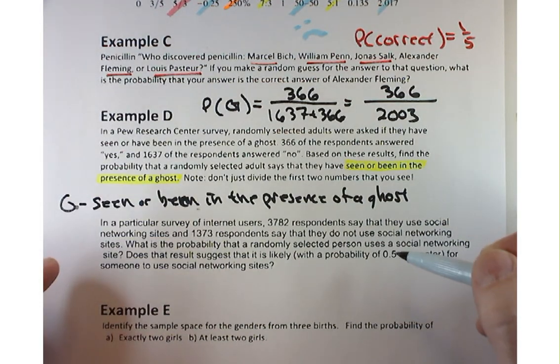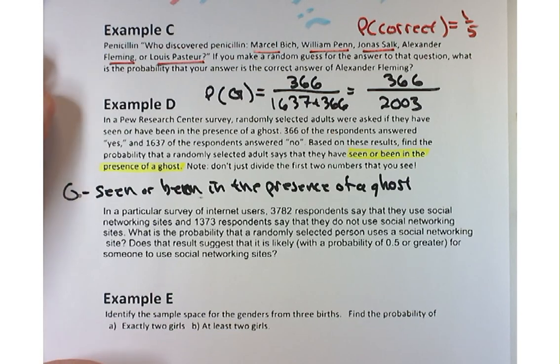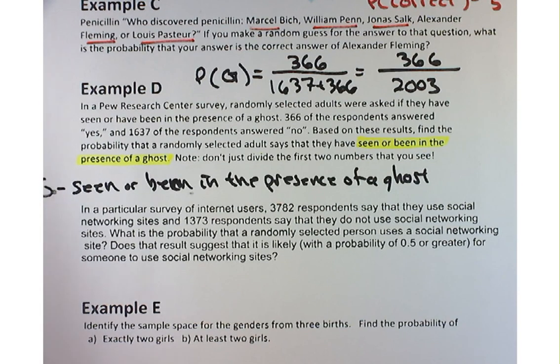Let's move on to the second part of example D. I'm going to let you look at that before I quiz you on it. In a particular survey of internet users, 3,782 respondents say that they use social networking sites, and 1,373 respondents say that they do not use social networking sites. What's the probability that a randomly selected person uses a social networking site? Does the result suggest that it is likely? That means a probability of 0.5 or greater for someone to use a social network site.